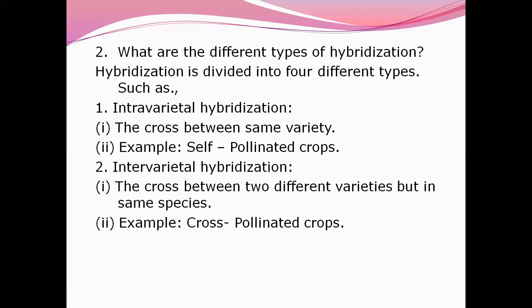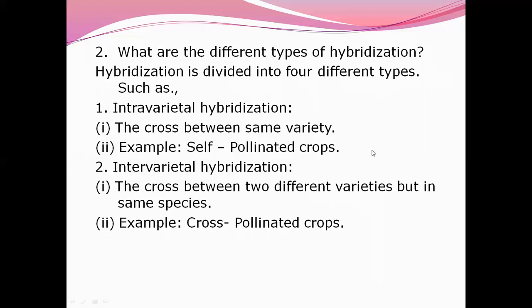For example, you take ponni rice. Remember the ponni chapter. In a ponni paddy plant, one plant gives more grains and more yield, another plant gives less yield. If you cross between the two, the cross between the same variety, one high yielding ponni plant, another low yielding ponni plant. Example, self-pollinated crops.